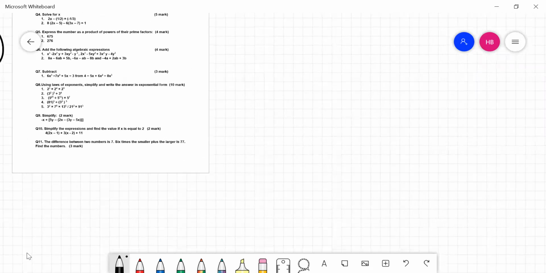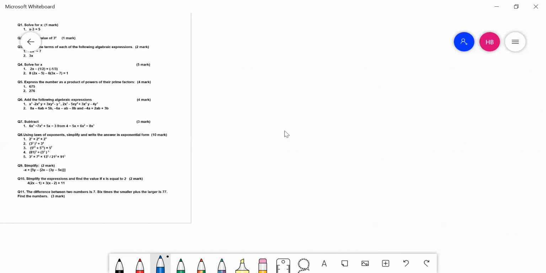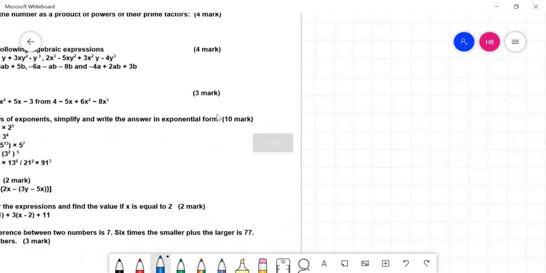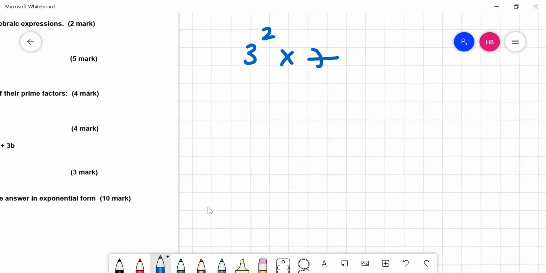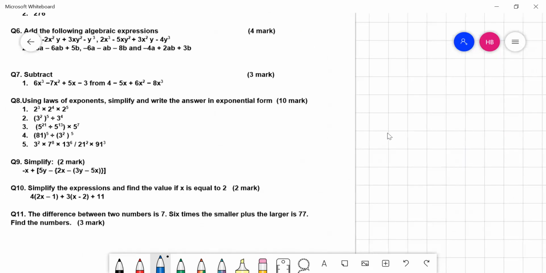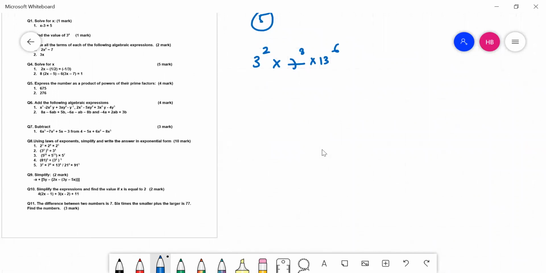Now let's look at the fifth question. The fifth question is interesting, so let's solve it. The fifth question is 3 raised to power 2 into 7 raised to power 8 into 13 raised to power 6, divided by 21 raised to power 2 into 91 raised to power 3. Okay, so this is the question.